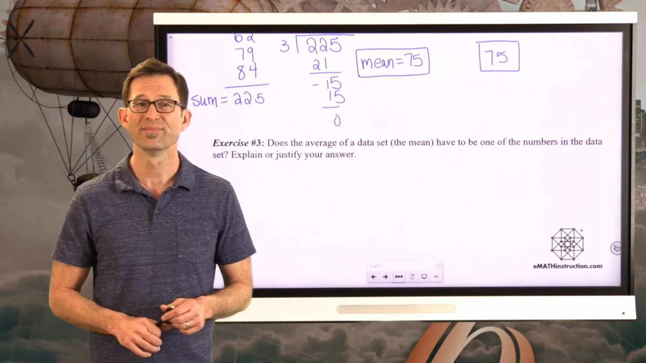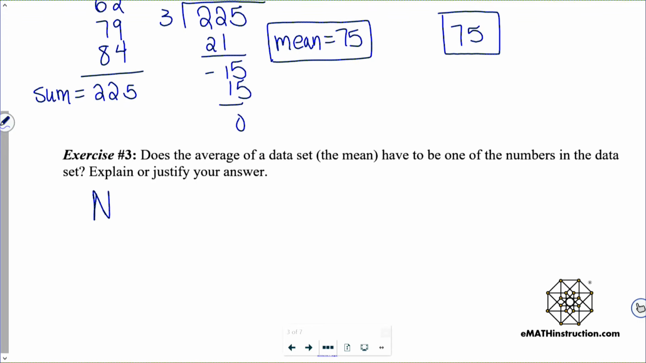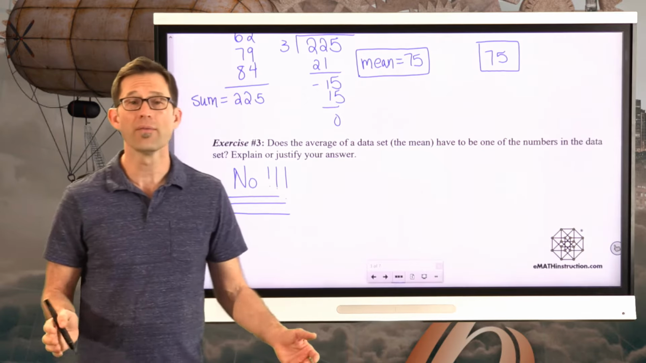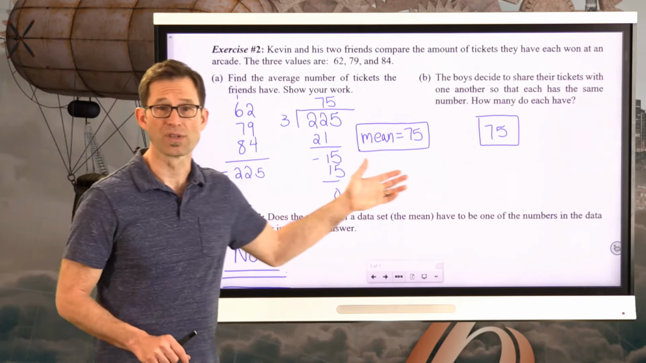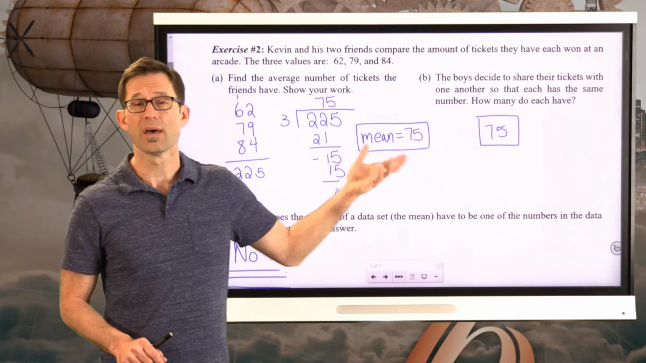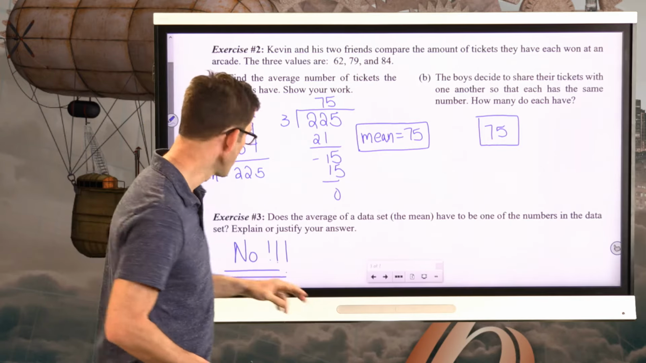Absolutely not. Absolutely not, right? So I'm going to just put a big emphatic no, maybe with some exclamation marks as well, right? And again, we don't even have to look at the first exercise, although we could. We can simply look at this exercise. Right? The mean is 75, but the 3 values were 62, 79, and 84.